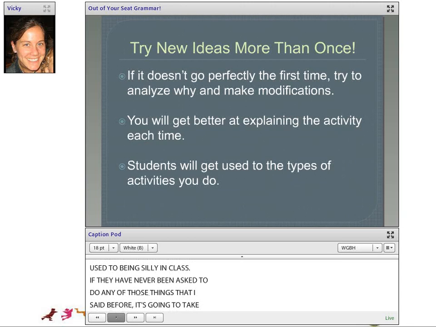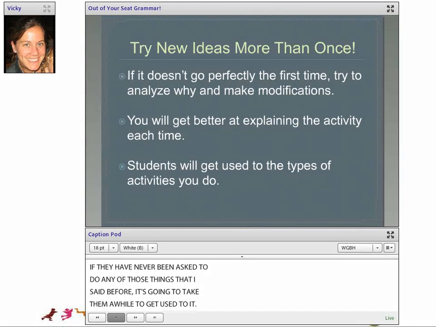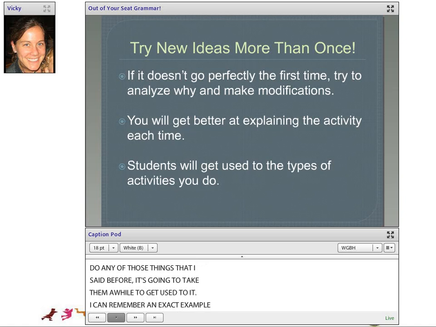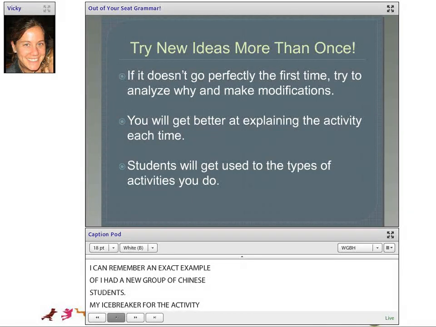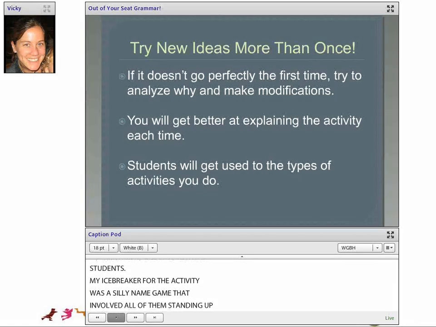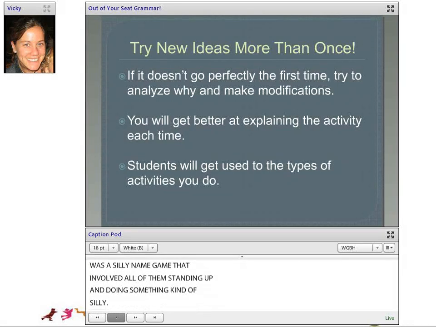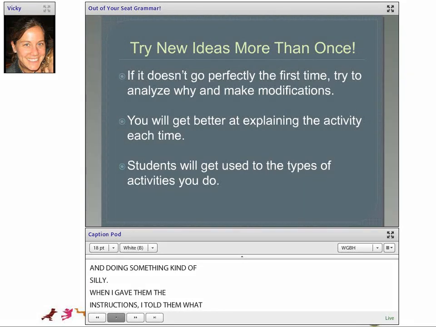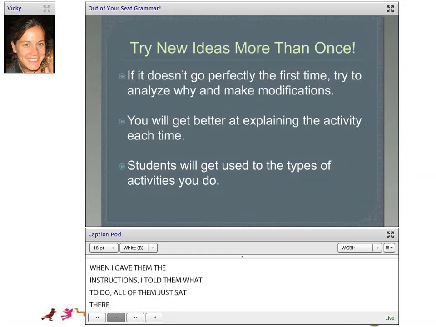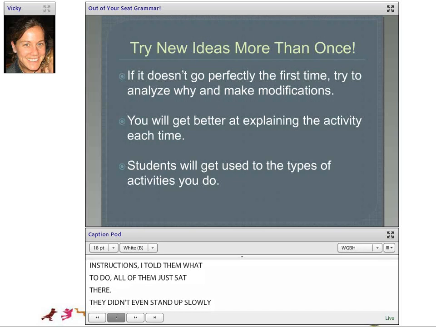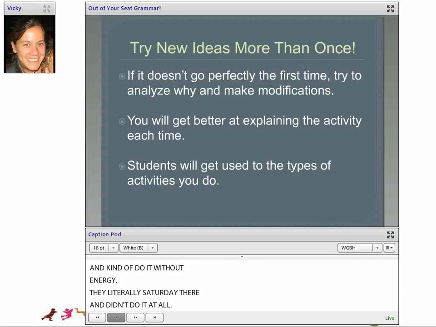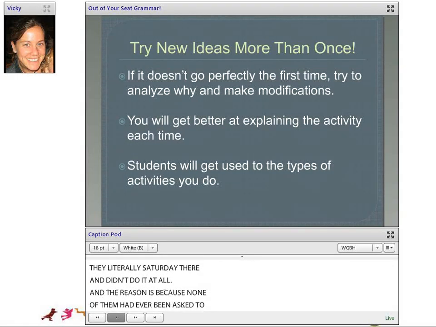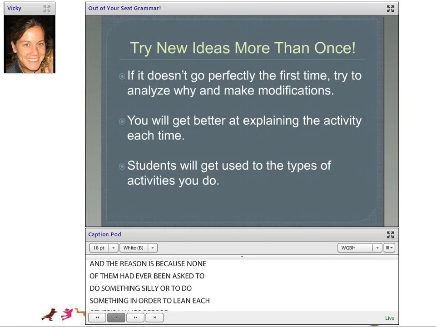I can remember an exact example: I had a new group of Chinese students, and my icebreaker activity was a silly name game that involved all of them standing up and doing something kind of silly. And when I gave them the instructions and I told them what to do, all of them just sat there. They didn't even stand up slowly and kind of do it without energy. They literally sat there and didn't do it at all. And the reason is because none of them had ever been asked to do something silly or to do something in order to learn each other's names before. They were ready for me to say, get out your books and turn to page 2. That's what they were used to and comfortable with.